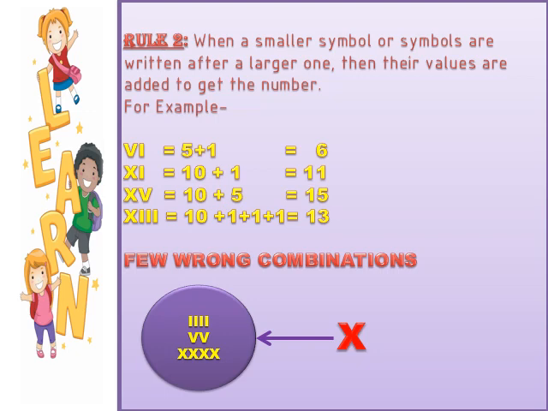Here I also want to discuss some wrong combinations. Look at the following examples. IIII and XXXX. They are wrong because no symbol can be repeated more than 3 times. And VV is also wrong because V cannot be repeated at all. So these symbols do not represent any Roman numeral.